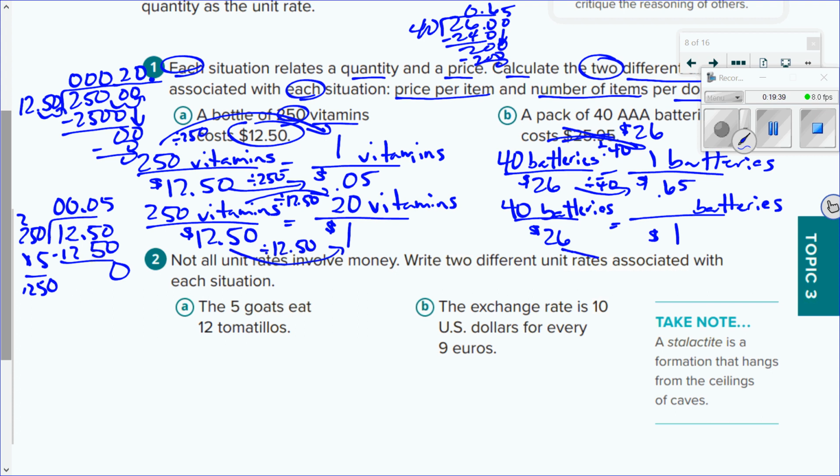How do I go from 26 to 1? Divide by 26. So what am I doing to 40? Dividing by 26. 40 divided by 26. It will go once. Subtract 26 gives me 14. I'm not at 0, so I'm going to add a decimal and a 0. 26 goes into 140. That's going to be 5 times. Gives me 130. So that's 10. So it goes down to 100. That's going to be about 4 times. So I know I'm getting about 1 and 54 hundredths batteries.